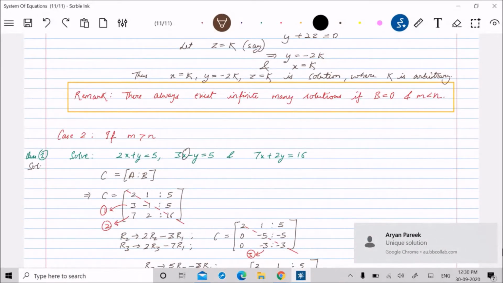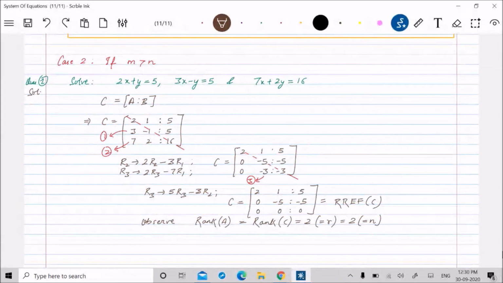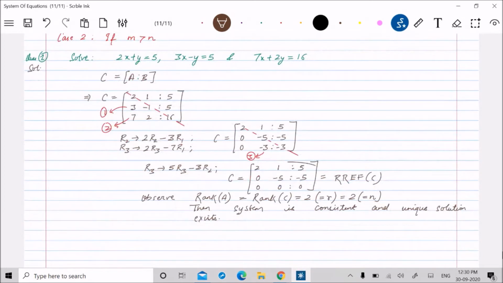Yes, unique solution. Aryan Parikh, you are absolutely correct, because only 2 variables were there, and rank A equal to rank C equal to number of variables. And if this happens, then the system is consistent. Consistent means the system is correct. I mean, it has some answer, and a unique solution exists. The system has a unique solution. That's good. And in order to find that unique solution, you just need to pick up the 2 equations from here and then solve them, right?